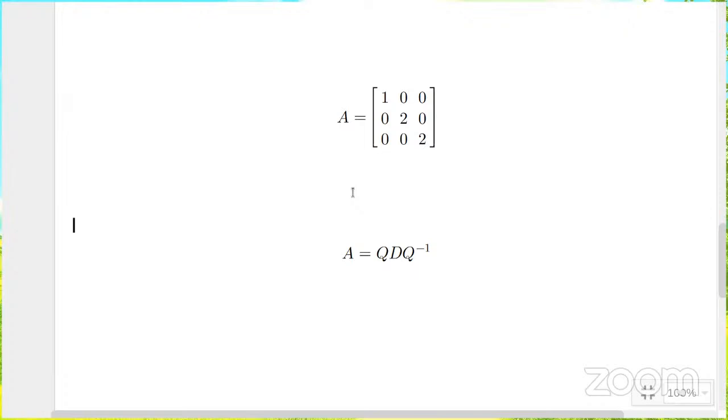Because a diagonal matrix always forms a basis of that space. If you have a diagonal matrix, then your eigenvectors already form a basis for Rn. So that way also you can look at it.